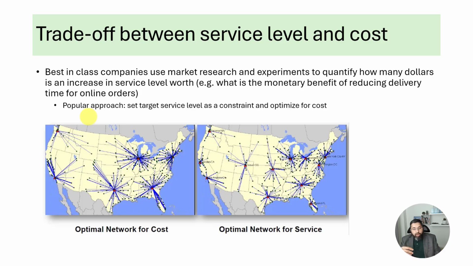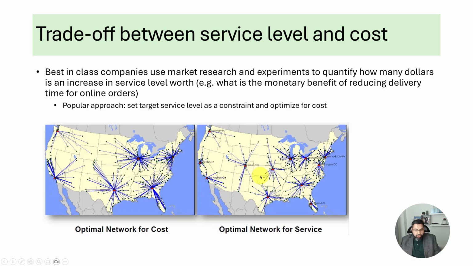So if you want to optimize your network to provide a very high level of customer service or responsiveness to customer demand, you may get a solution with many distribution centers. And if you tell the model just to optimize for total cost and not worry about responsiveness as much, you will get a different solution.